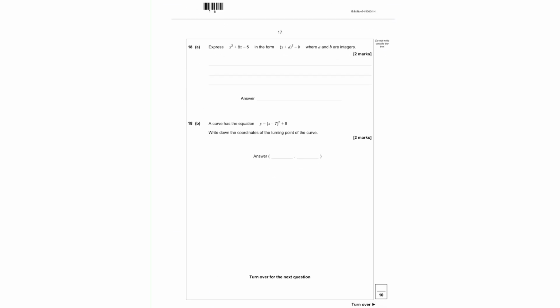Moving on to question 18, we're told to express x squared plus 8x minus 5 in the form x plus a squared minus b. So this is completing the square. The way we're going to do this is we take half of the x term, which is 4. So we have x plus 4 squared, and this is equal to x squared plus 8x plus 16. So what we want to work out is how do we go from x squared plus 8x plus 16 to get to x squared plus 8x minus 5.